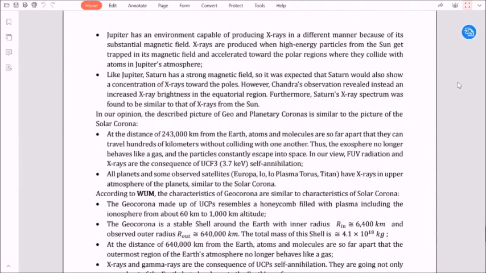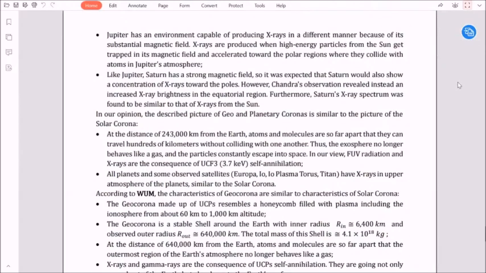In our opinion, the described picture of geo and planetary coronas is similar to the picture of the solar corona. At the distance of 243,000 kilometers from the Earth, atoms and molecules are so far apart that they can travel hundreds of kilometers without colliding with one another. Thus, the exosphere no longer behaves like a gas, and the particles constantly escape into space.